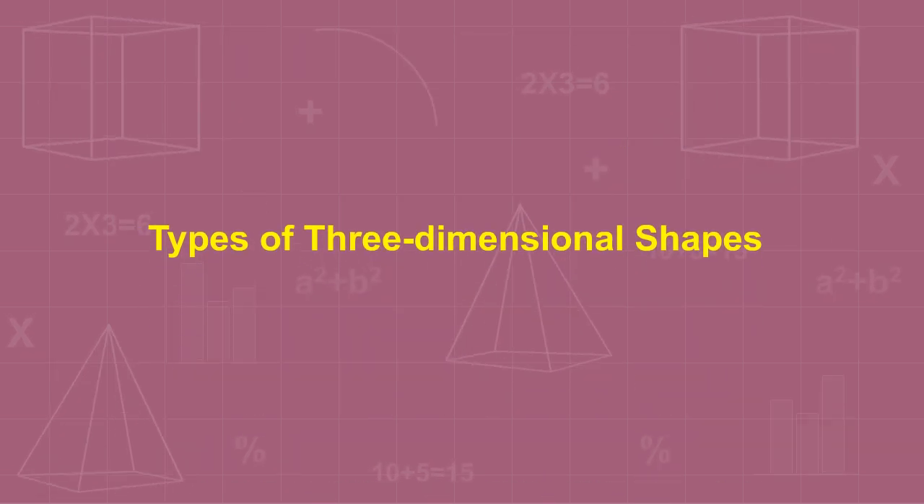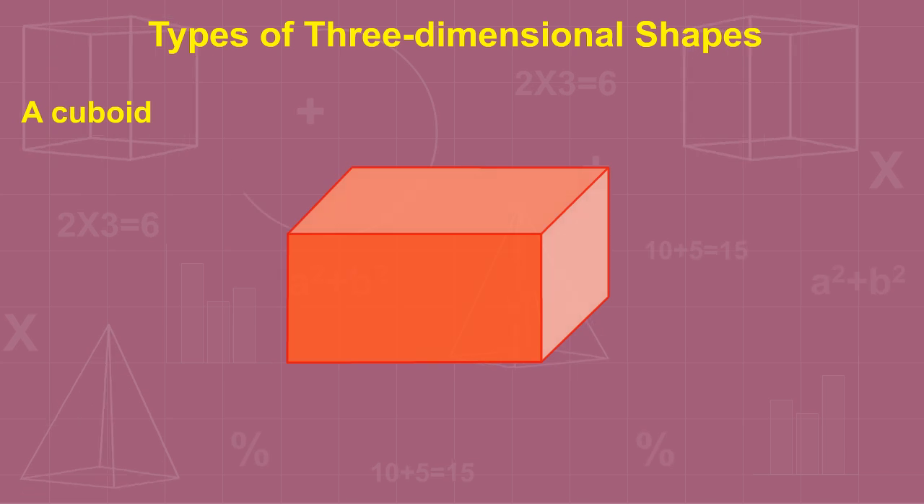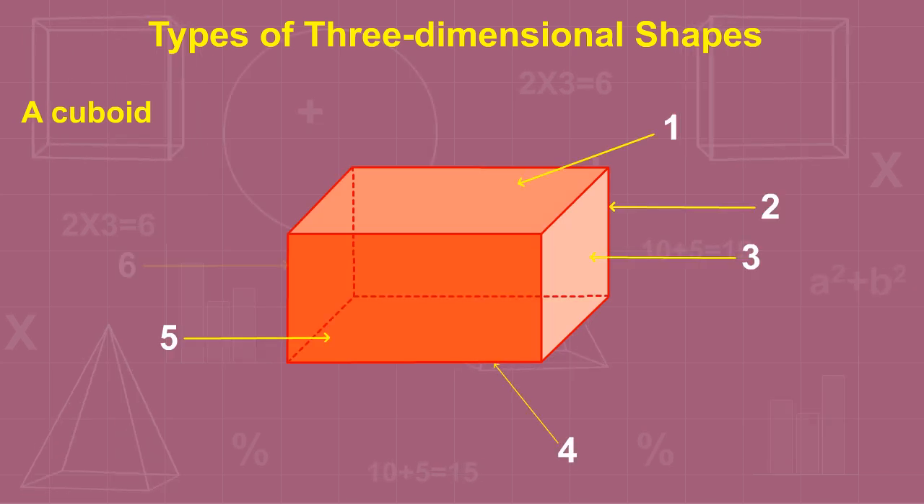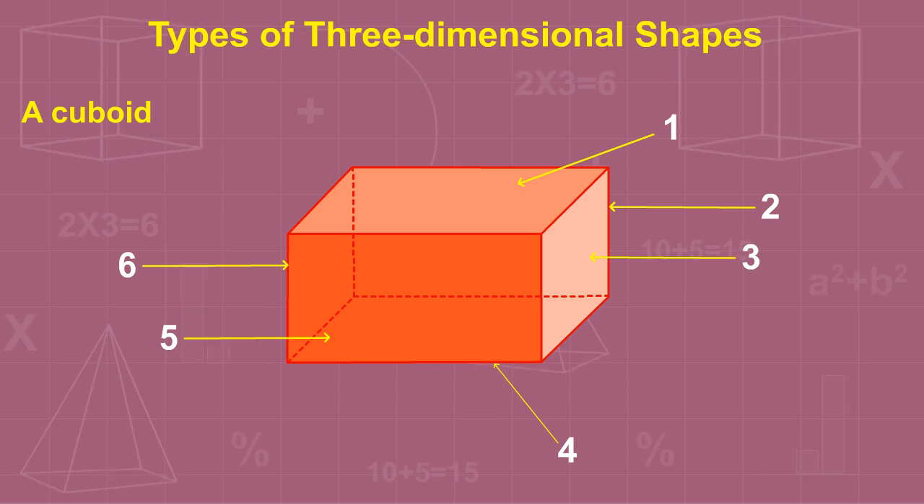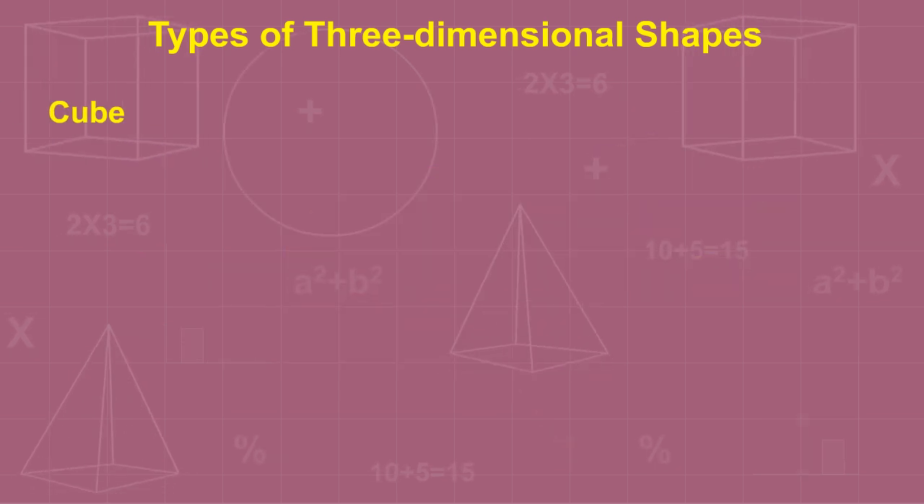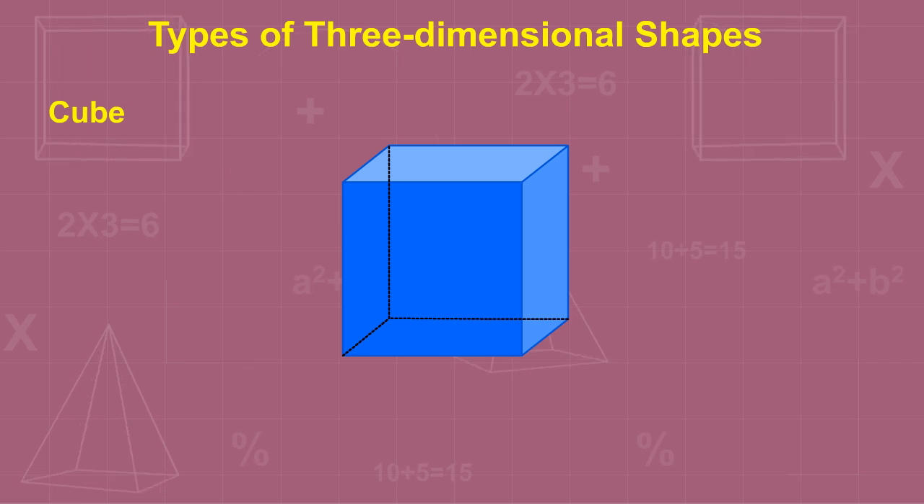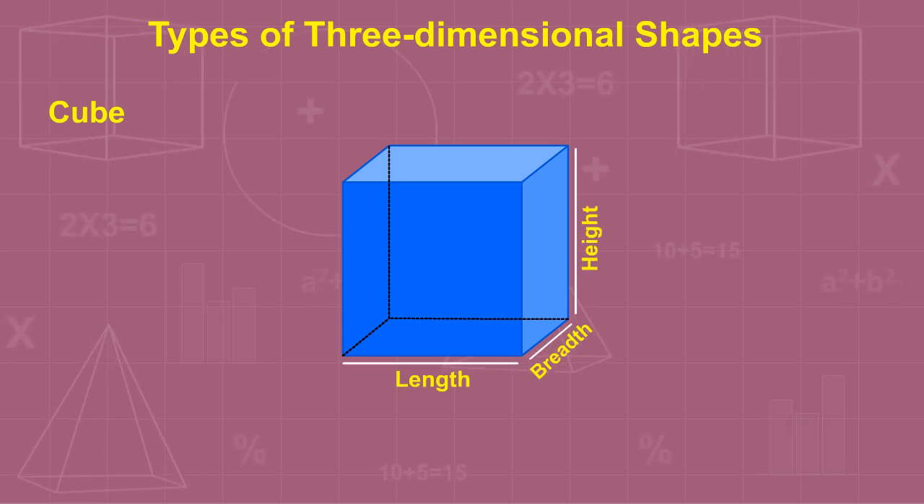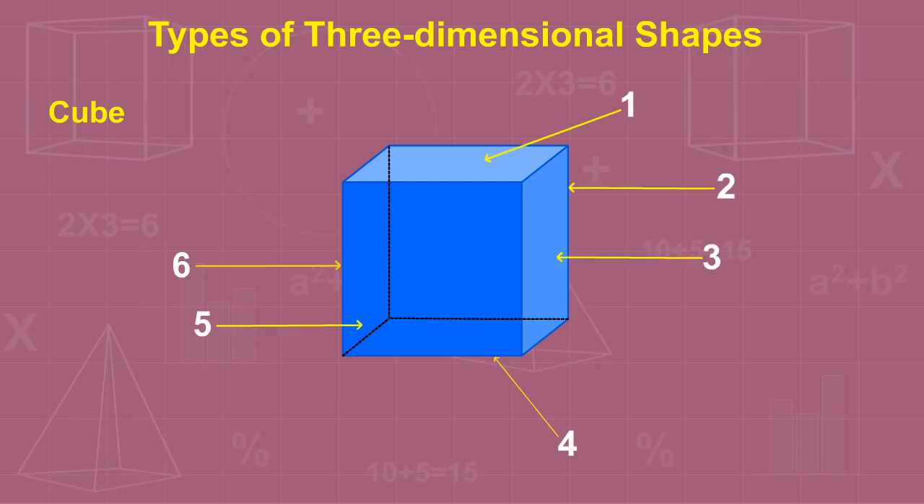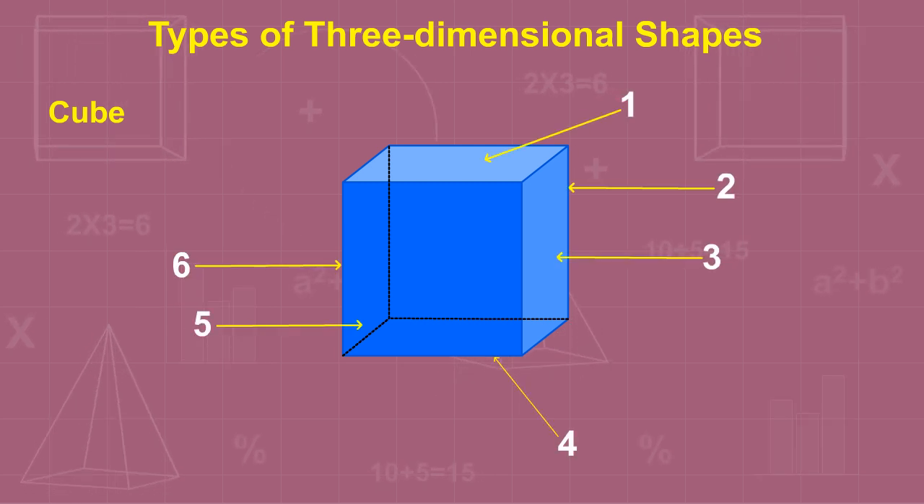Types of three-dimensional shapes. A cuboid has 6 rectangular faces. Another name for cuboid is rectangular prism. Cube. A cuboid whose length, breadth and height are equal is called a cube. It has 6 faces, all of which are squares of the same size.